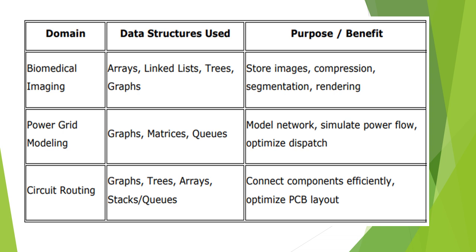In the case of biomedical imaging, the data structures used are array, linked list, and tree, and they are used for storing images, compression, segmentation, and rendering. In the case of power grid modeling, the data structures used are graph, matrices, and queue. The main benefits are network modeling, simulation, power flow, optimization, and dispatch. And the third one is circuit routing. In that case, the data structures used are graph, tree, array, stack, or queue. It is used for optimizing PCB layout and connecting components efficiently.